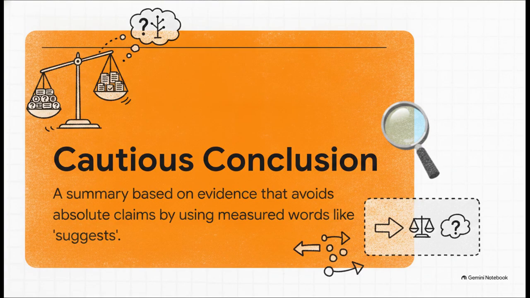So how do we fix this? Well, we use step 4, the cautious conclusion. A cautious conclusion is a summary based directly on the evidence that actively avoids absolute claims. Instead of using extreme words like always or never, we use measured words, words like suggests, likely, or indicates. This kind of careful language respects the actual limits of our historical clues, while still showing exactly what we've learned from the data.